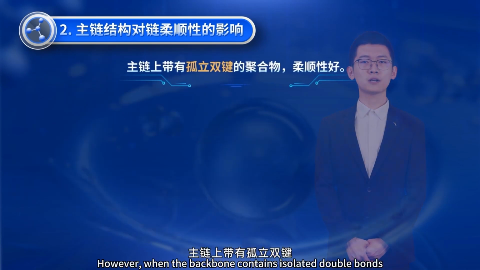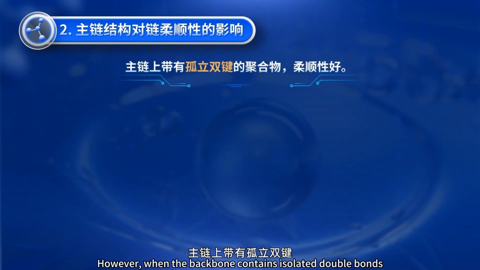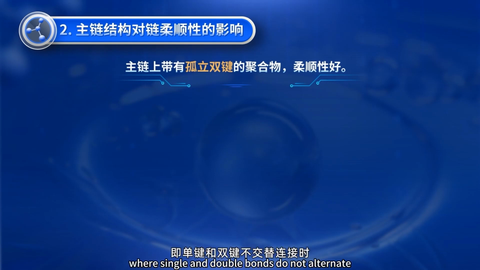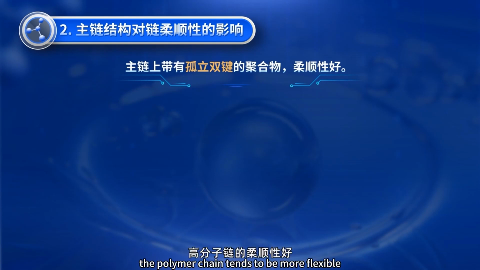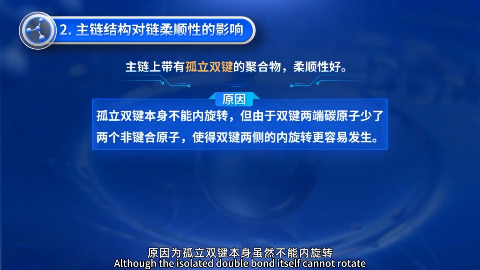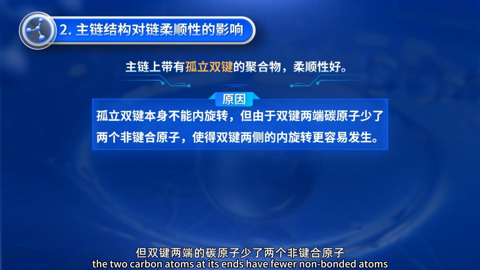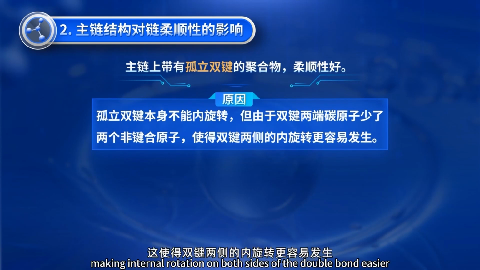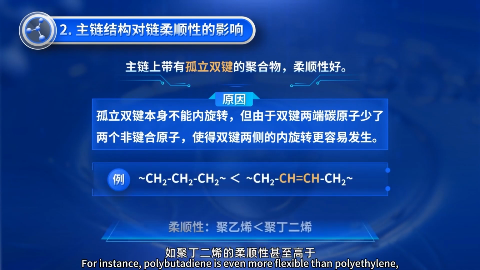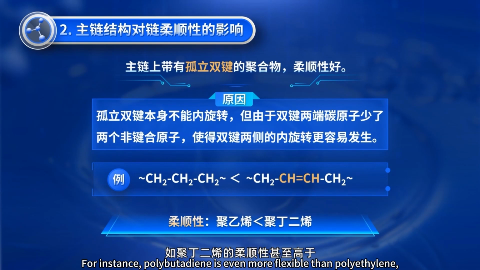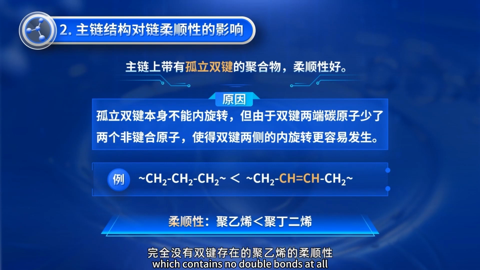However, when the backbone contains isolated double bonds, where single and double bonds do not alternate, the polymer chain tends to be more flexible. Although the isolated double bond itself cannot rotate, the two carbon atoms at its ends have fewer non-bonded atoms, making internal rotation on both sides of the double bond easier. For instance, polybutadiene is even more flexible than polyethylene, which contains no double bonds at all.